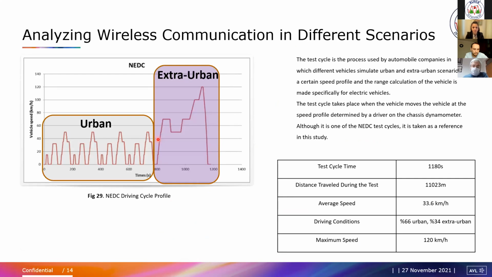About the test cycle, as I mentioned, there is a most common test cycle called the NEDC. It takes around 20 minutes, and it's around 11 kilometers, which is the distance traveled by the vehicle. Average speed is 33.6 kilometers per hour, and there are an urban phase and an extra urban phase that you can use to simulate different scenarios in the vehicle. The vehicle's maximum speed is up to 120 kilometers per hour.